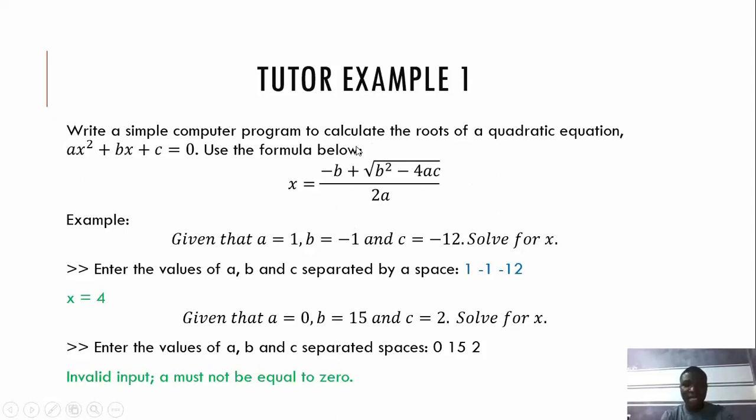Now given this formula, what will be the x value? And if you take a to be equal to 1, and b to be equal to negative 1, and c to be equal to negative 12, you will get x to be equal to what? 4. Okay, so let's see how we can solve this problem.